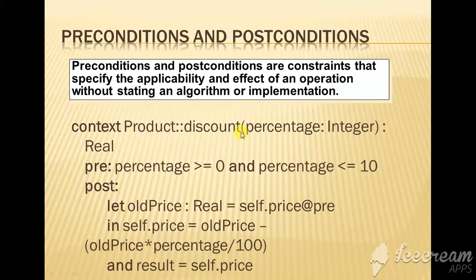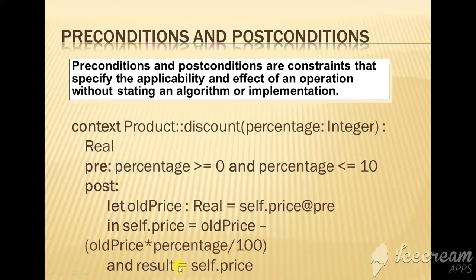Discount will be one of the member functions of the product class, with the percentage as an integer. So what is the discount? That is the percentage to be given to the customer. Real is the data type for that. So the precondition is percentage should be greater than 0, percentage should be less than or equal to 10. So the old price is equal to the real price, the sell price at the previous one. So the sell price equals old price minus old price times percentage divided by 100. So the result will be the sell price.